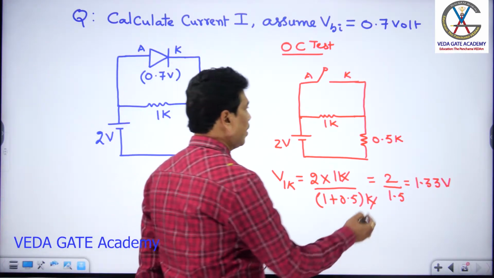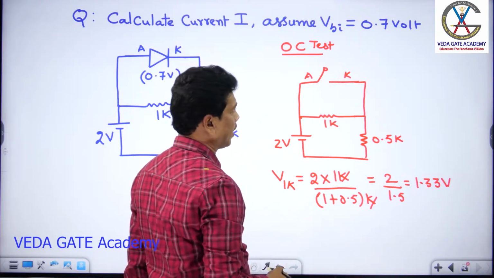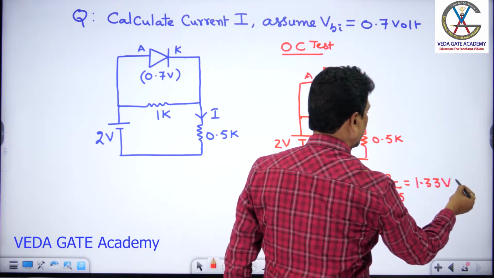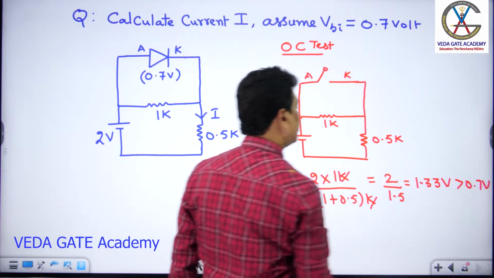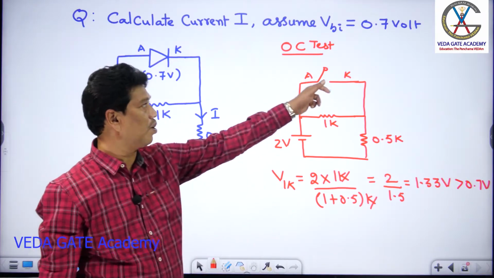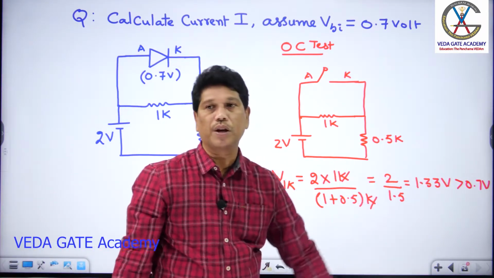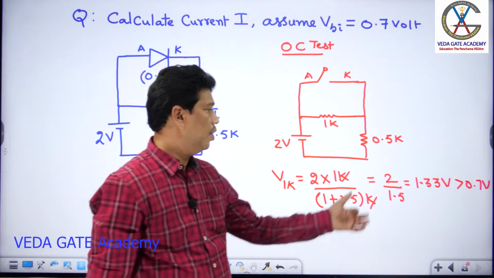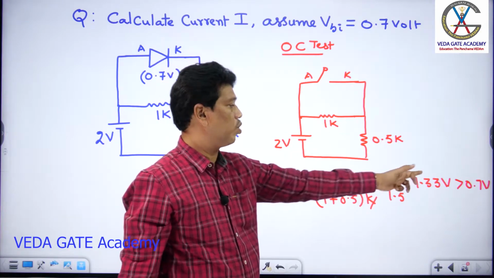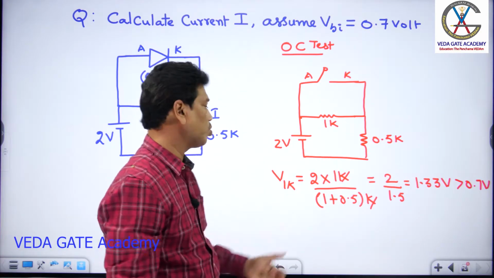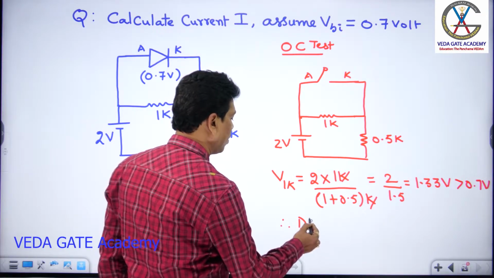So the voltage across 1K is the same as the voltage across the diode there. That should be greater than the barrier potential of the diode, that is 0.7 volt. So the voltage across 1K, which is the voltage across this open circuit diode, is 1.33 volt. That is greater than 0.7 volt, indicating that the anode to cathode potential of the diode is greater than its cut-in voltage. So the diode should be on, right? Therefore, the diode is on.